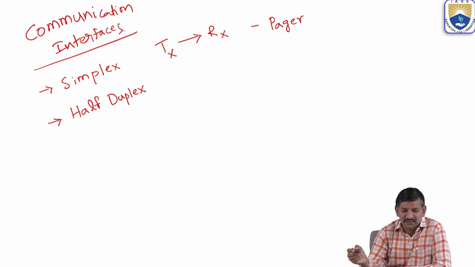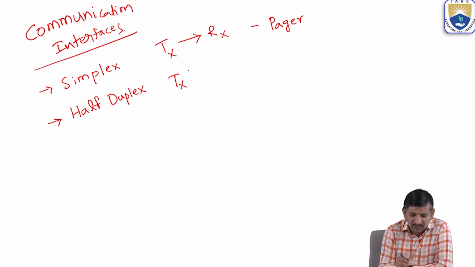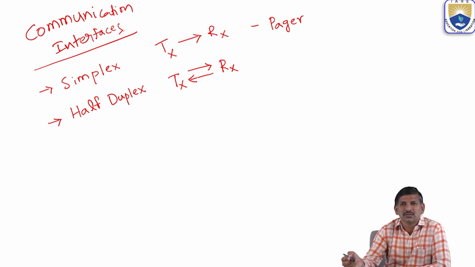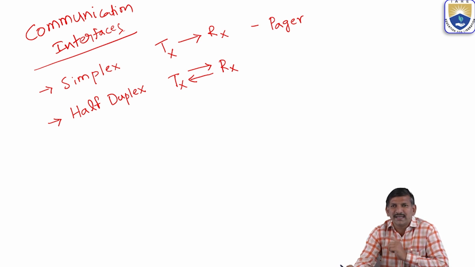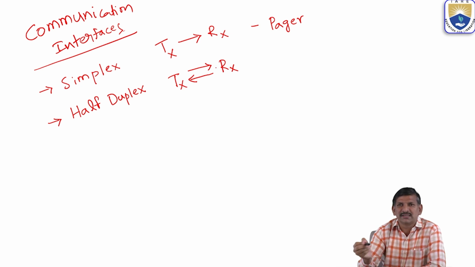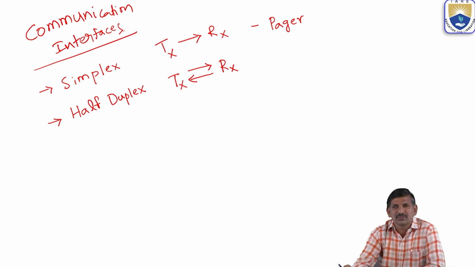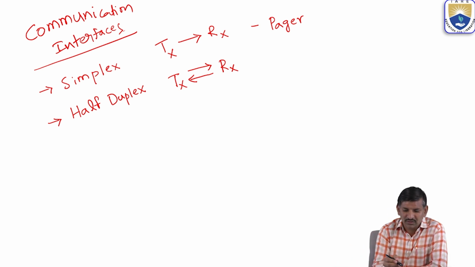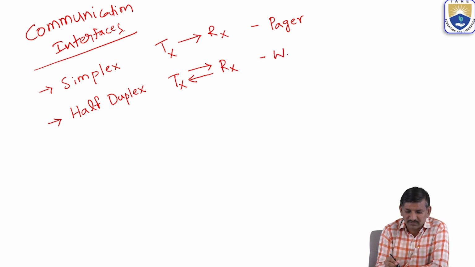Here, the information is transmitted from transmitter to receiver as well as receiver to transmitter. But at a particular point of time, information is shared in one direction only. That is called unidirectional communication. Either transmitter to receiver or receiver to transmitter. Example for this communication is walkie-talkie.